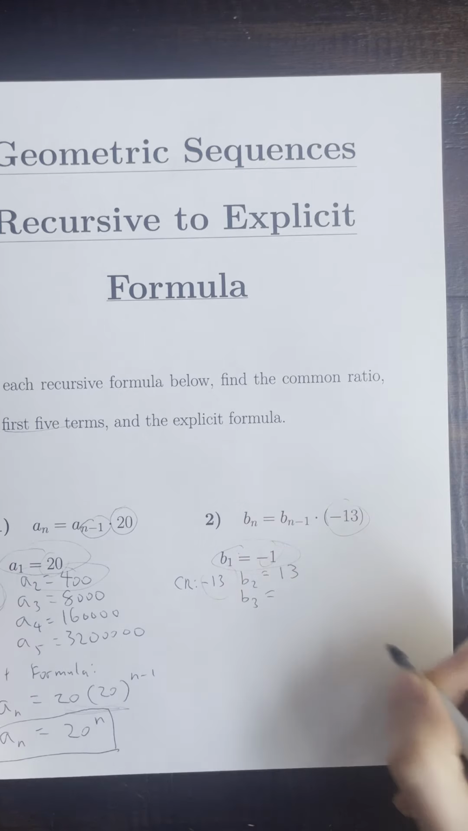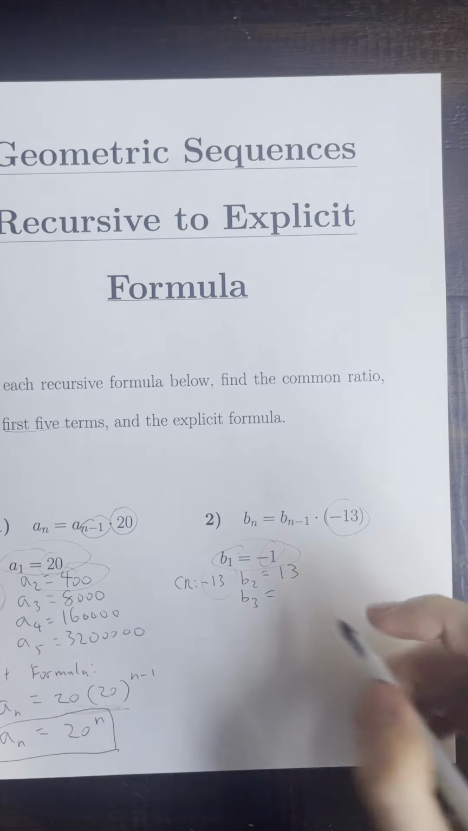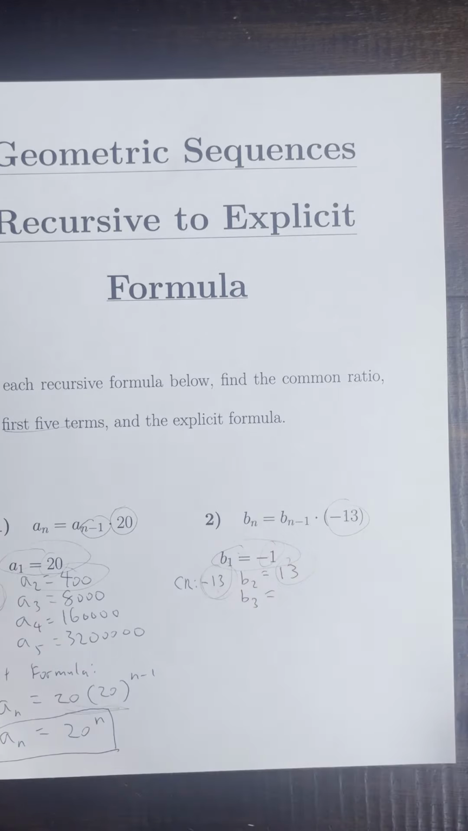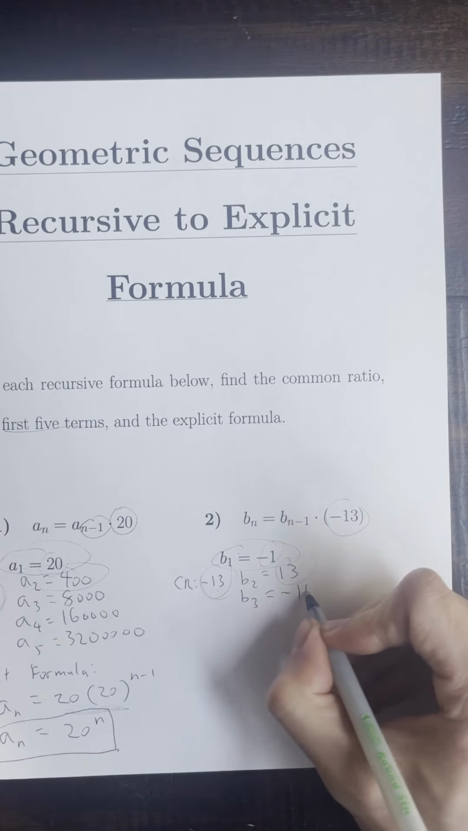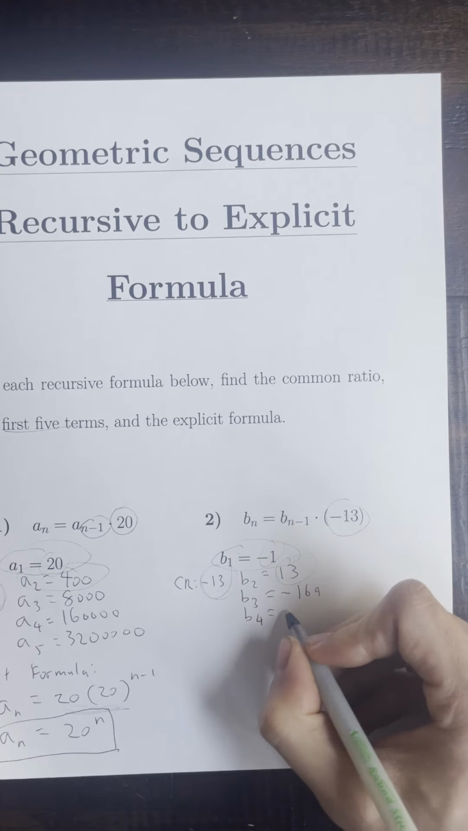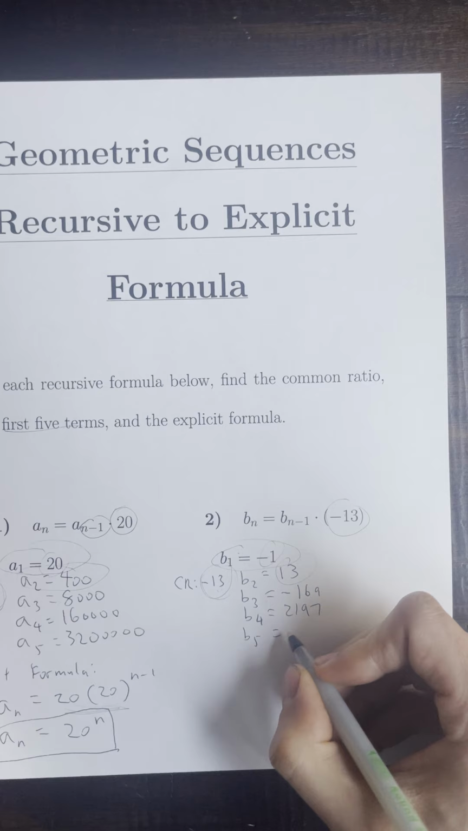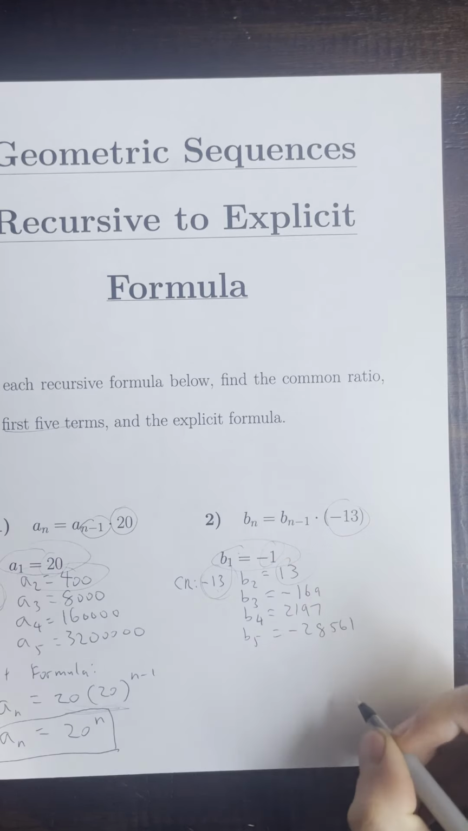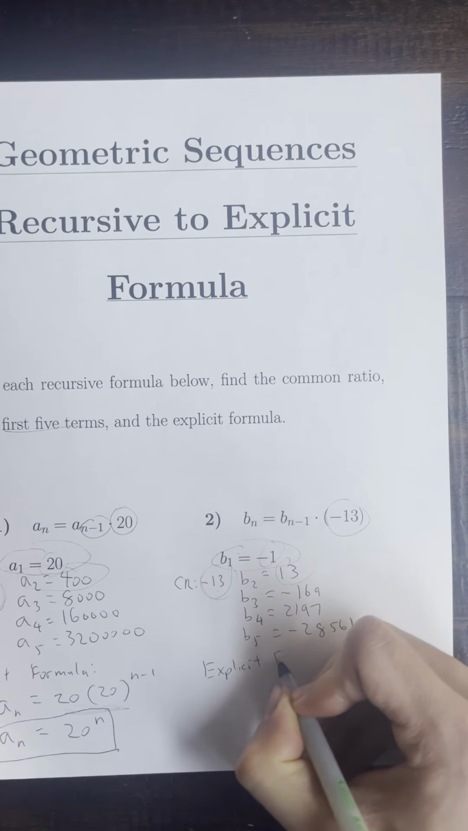How do we figure out the third term? It's going to be the previous one times the common ratio, which is how much? Negative 169. And if we continue, we'll get our first five terms. So this one's going to be negative 28561. How do we find the explicit formula?